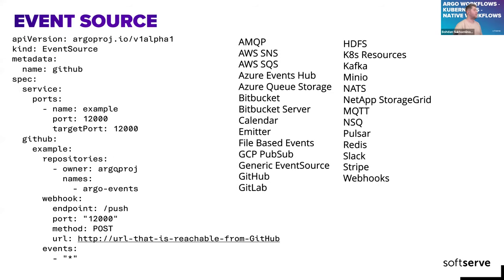Simple one. Event source, a bit more complicated. The event source in this example is GitHub, but as you can see in this slide, it has the ability to create sources for a lot of resources. So in this case, we will use GitHub. What will this one do? In this example, we will expose our service. We will expose our webhooks outside of our Kubernetes. It will be using this port. And then we are using GitHub.